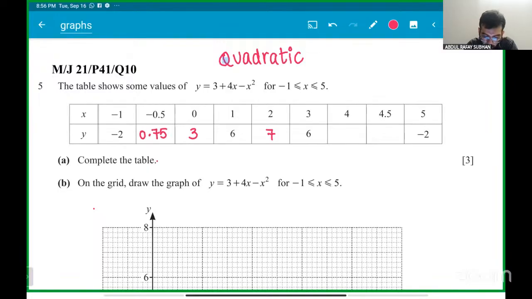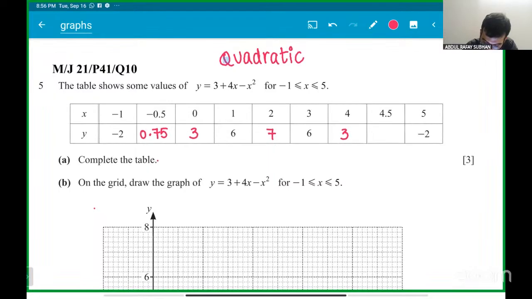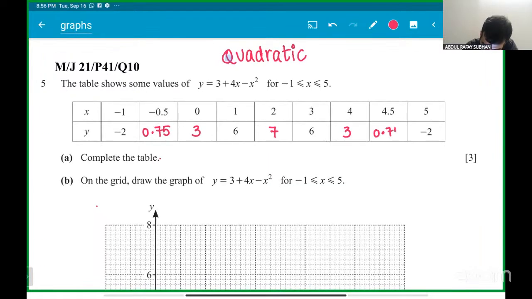2 square is 4, 4 twos are 8, 8 minus 4 is 4, 3 plus 4 is 7. 3 plus 4 times of 4 minus the 4 square, we got that as 3. And we have 3 plus 4 times of 4.5 minus the 4.5 square. I got that as 0.75 as well. Is everyone clear? Understood? Getting it?